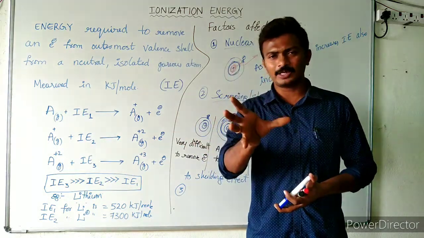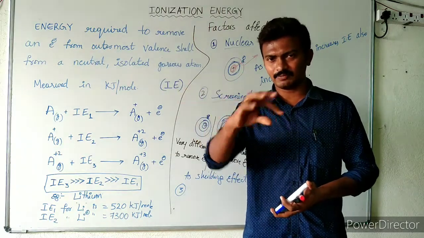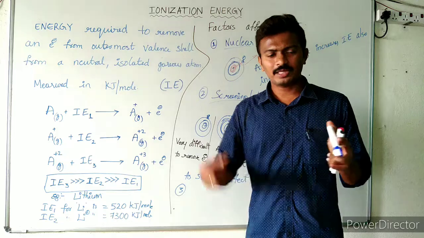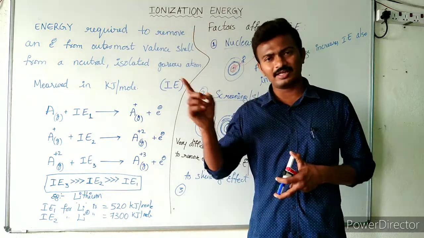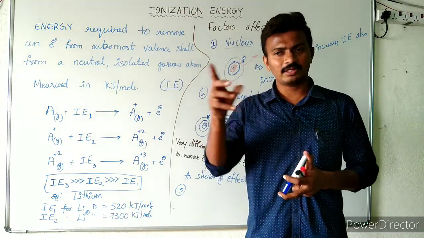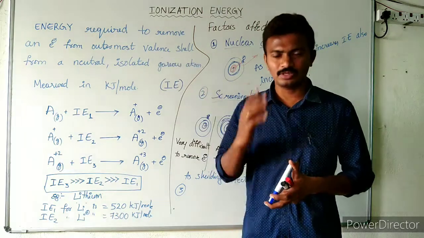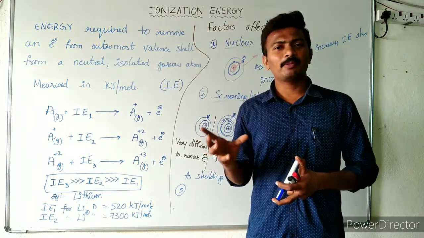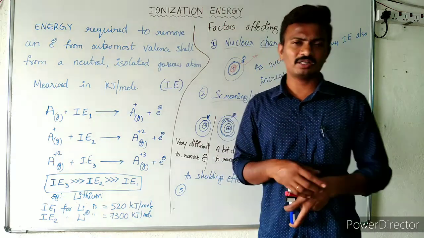So if you take in a particular shell, the subshells like S, P, D, F, penetration will be varying. S orbital can penetrate very deeply or very close to the nucleus than the P, D, F. If you take P, it can penetrate easily when compared to D and F. And if you take D, D can penetrate easily when compared to F. So in this way, penetration power also is going to affect the ionization energy. So that means you can easily understand.